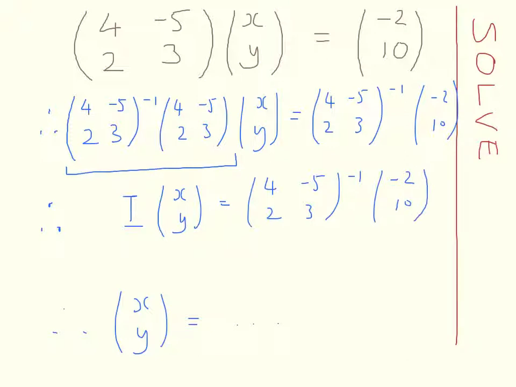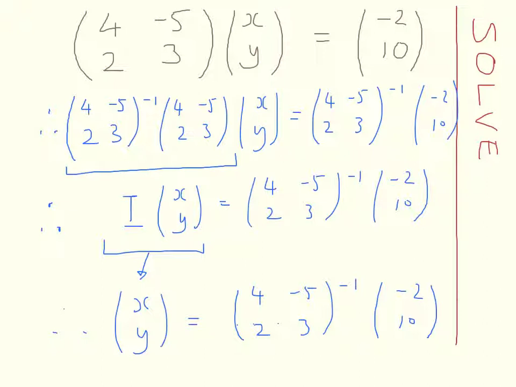Pause the video once more and see if you can write down the final line on this page. Okay, what you should have got is this. Any matrix multiplied by the identity isn't changed, so that left hand side is what we wanted, xy, and just for the moment, because I'm only working on one side at a time, I'm just going to write that. So we haven't finished yet, we haven't solved for xy, but we've made xy the subject of the formula.